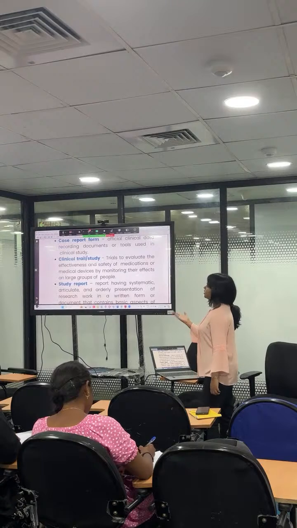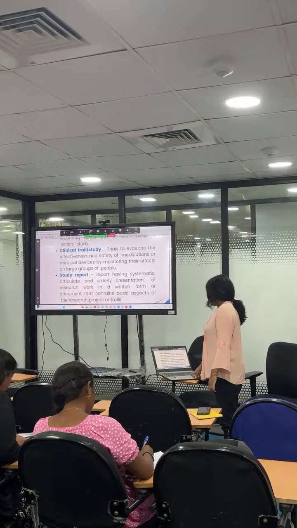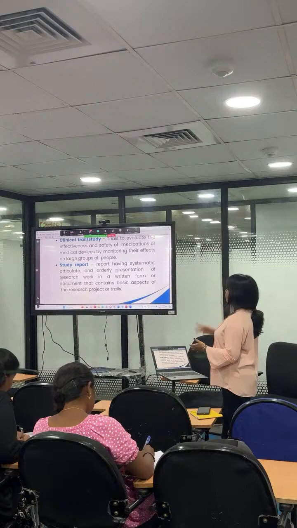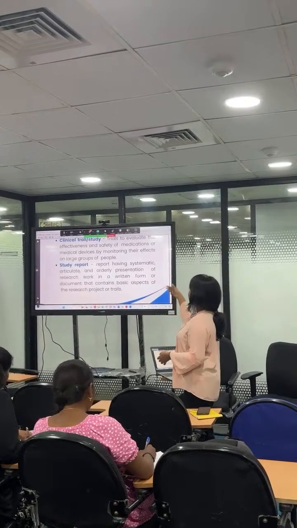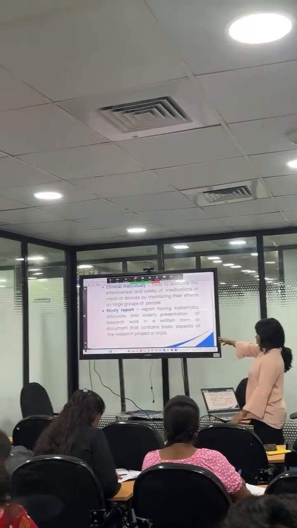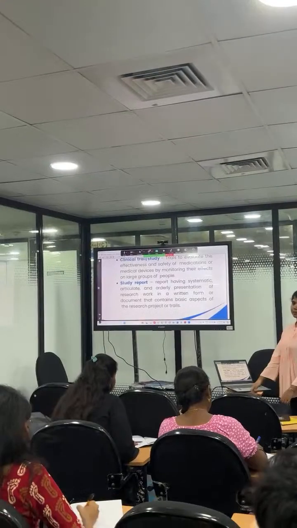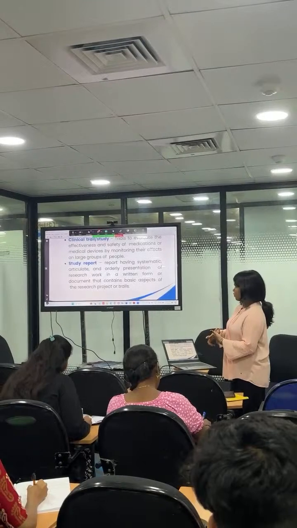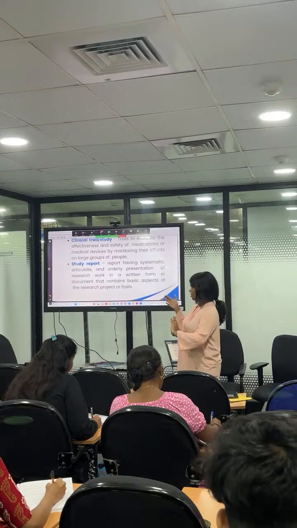And the clinical study, clinical trial means this is the standard definition. And what do you mean by study report? In the name only we can make out. The report having systematic, articulate and orderly presentation of research work in a written form. Everything should be in a written form or document form that contain basic aspects of the research project or trials. This is called study report. What actually do study reports include? Related documents that contain basic aspects of the research project or clinical trials.